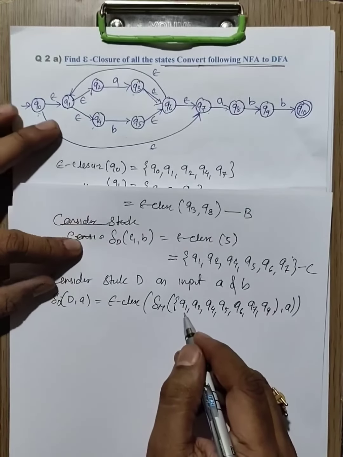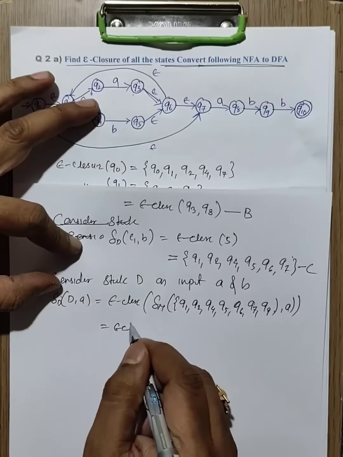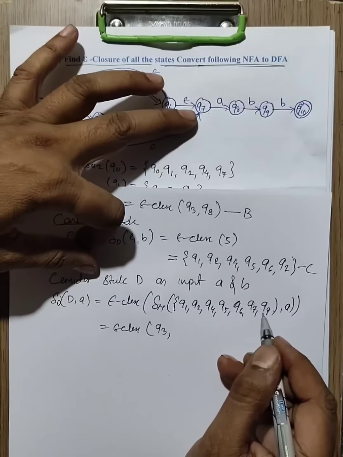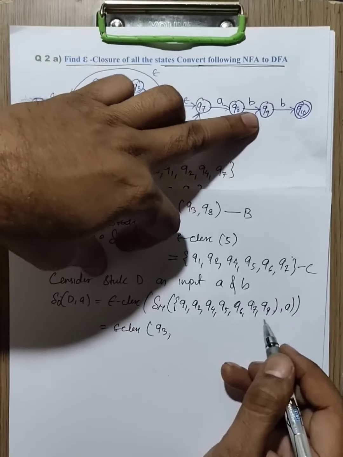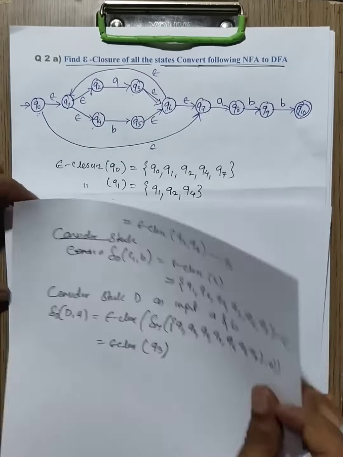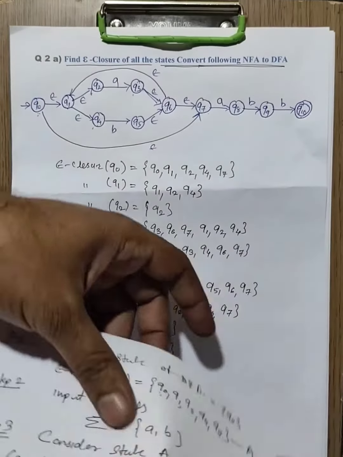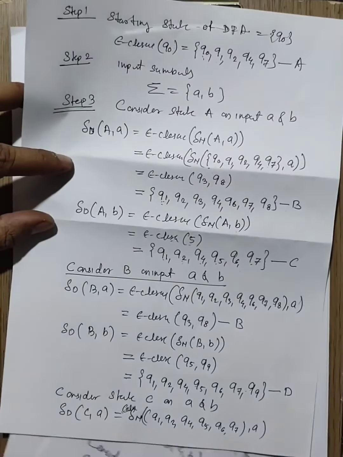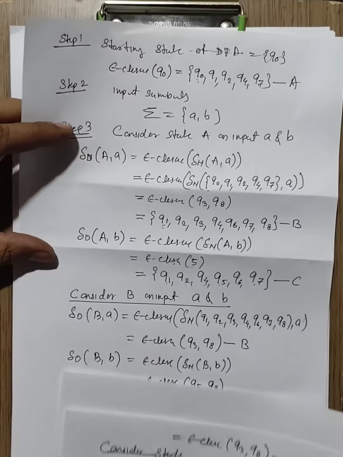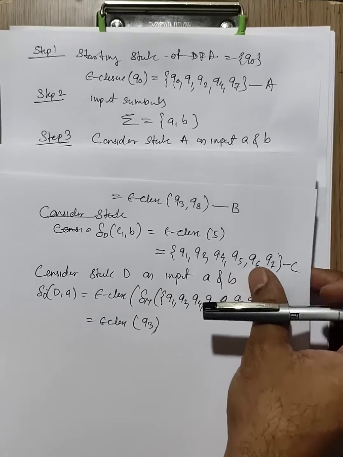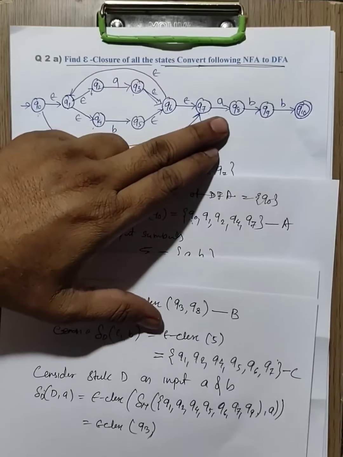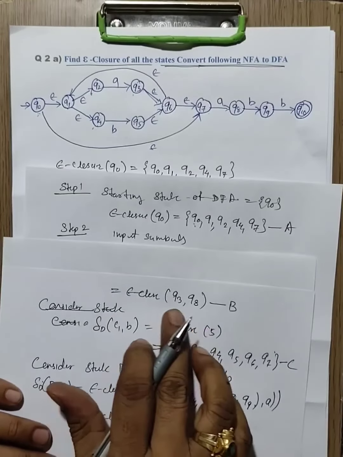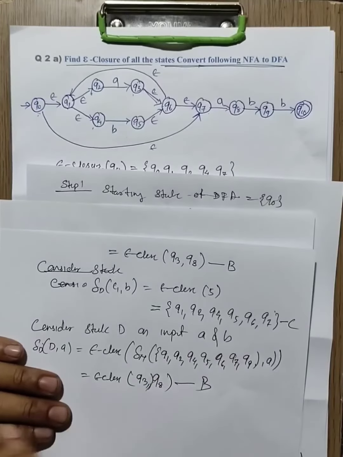1 on A, no. 2 on A is 3. 4 on A, no. 5 on A, no. 6 on A, no. 7 on A is 8. 8 on A, no. 9 on A, no. So epsilon closure of 3 and epsilon closure of Q3 and Q8, this is B.